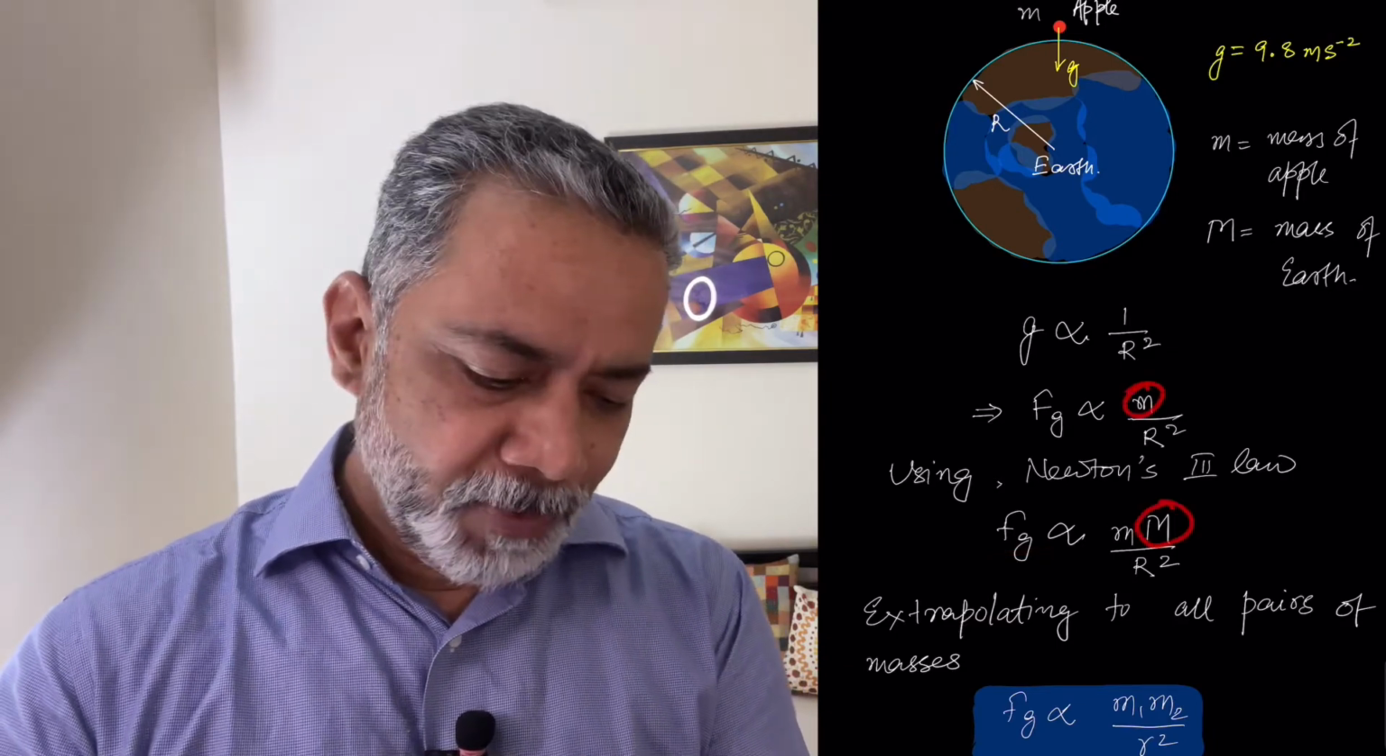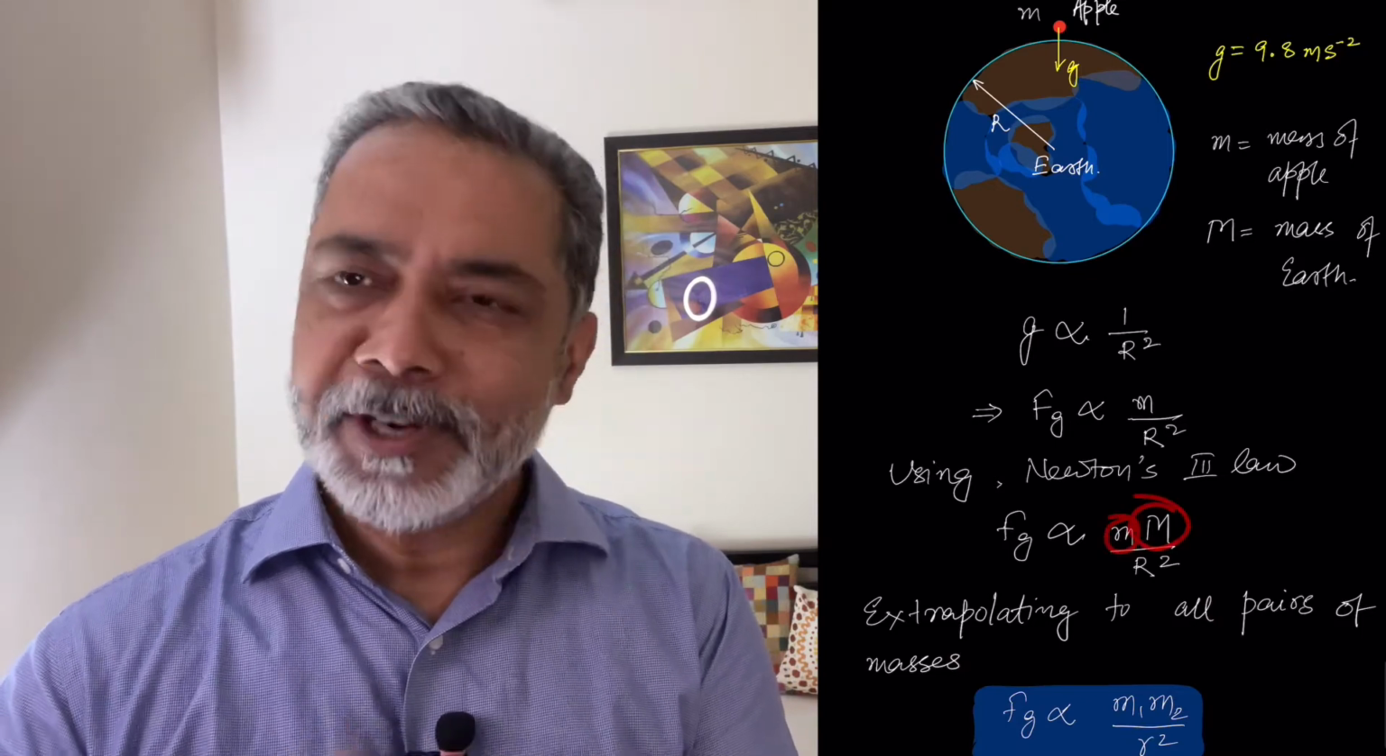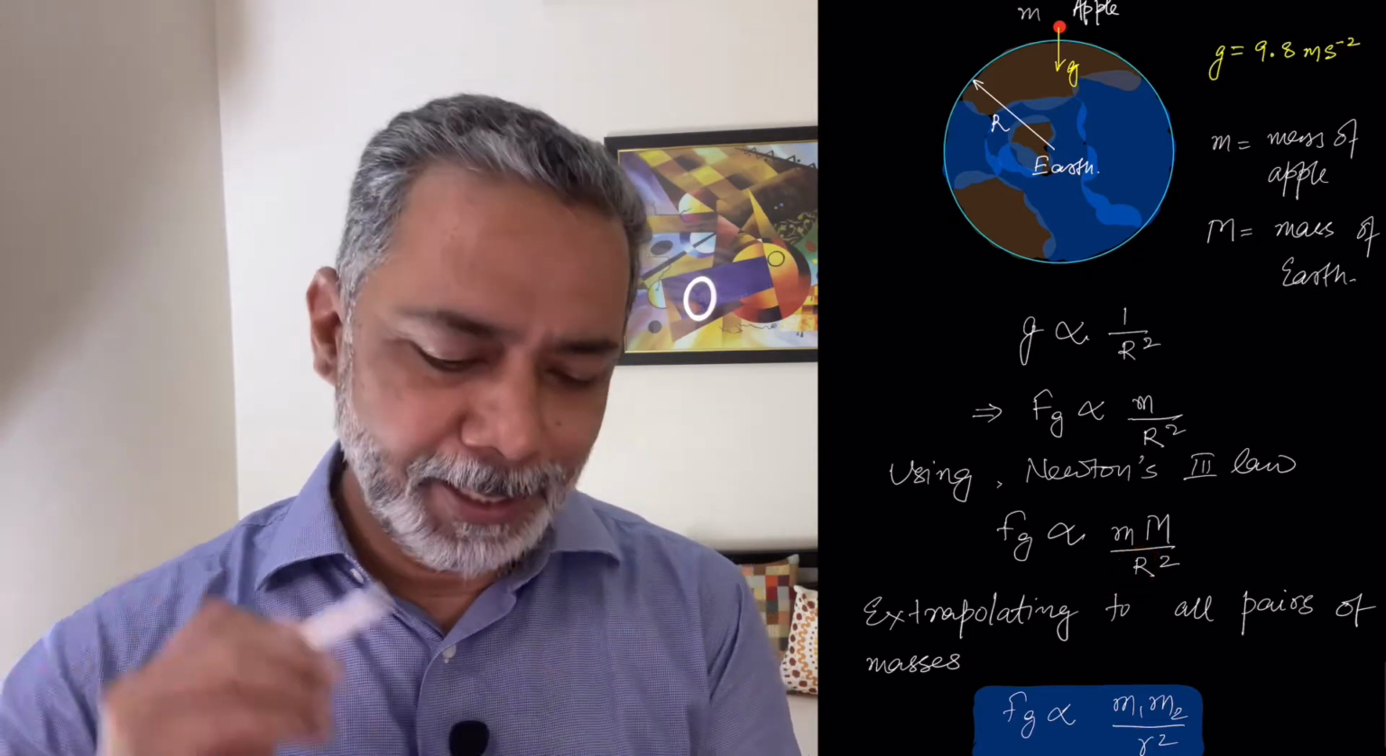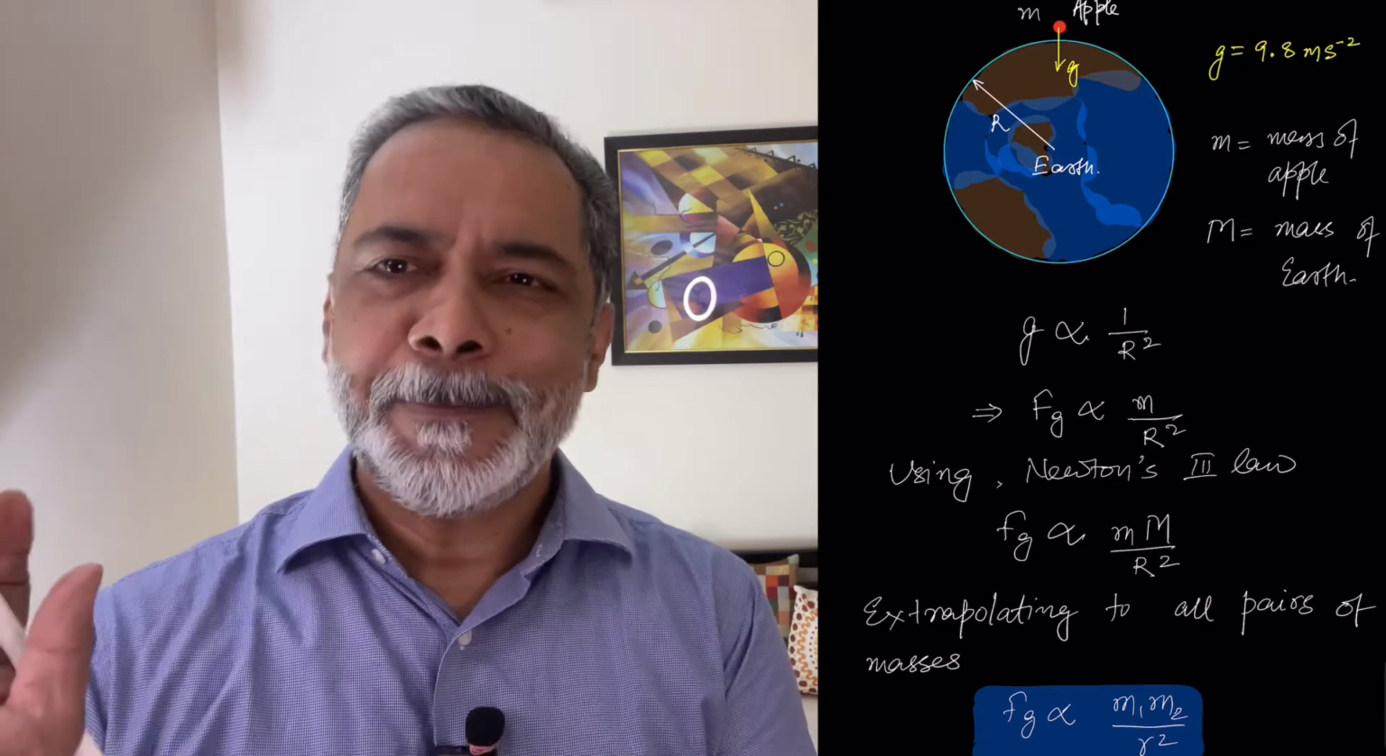So the force of gravity between the moon and the earth, or the apple and the earth, we're talking apple and earth here. So the force of gravity between apple and earth depends not only on the mass of the apple but also on the mass of the earth. So force of gravity between the apple and the earth is proportional to product of the masses of the apple and the earth, and inversely proportional to the square of the distance r between them. This was his conclusion about the apple and the earth. And from here he extrapolated to all pairs of masses.